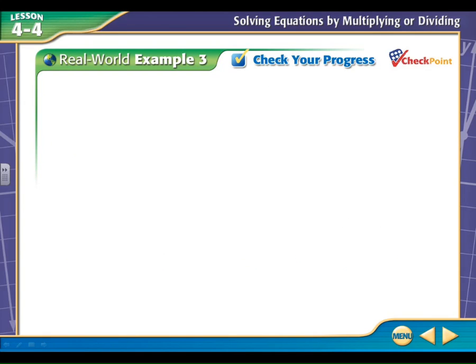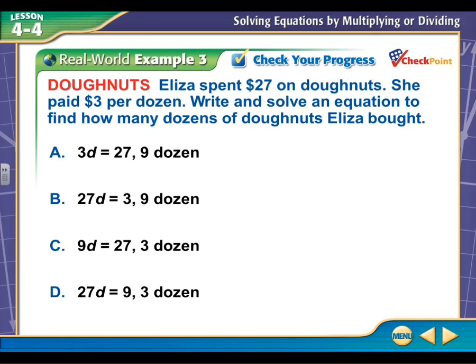So he bought 8 boxes of cards. Eliza spent $27 on donuts. She paid $3 per dozen. Write and solve an equation to find out how many dozens of donuts Eliza bought. So which one of these equations, A, B, C, or D, best represents our word problem?